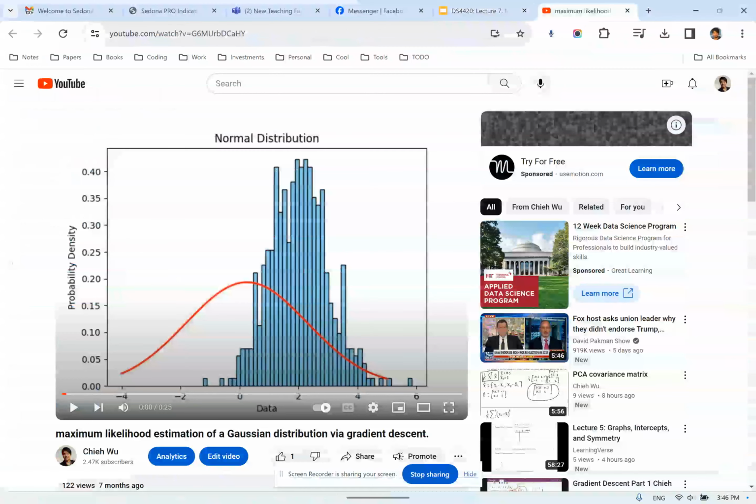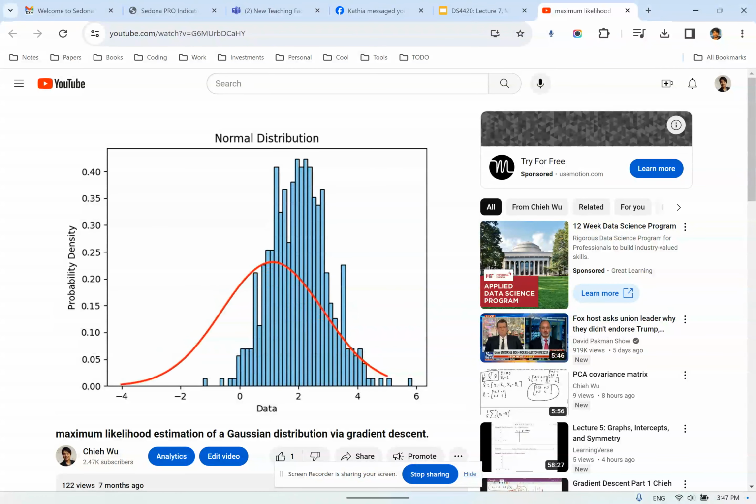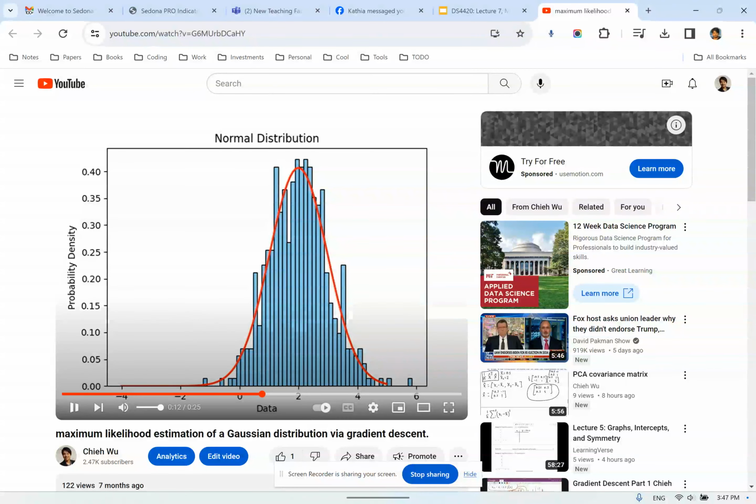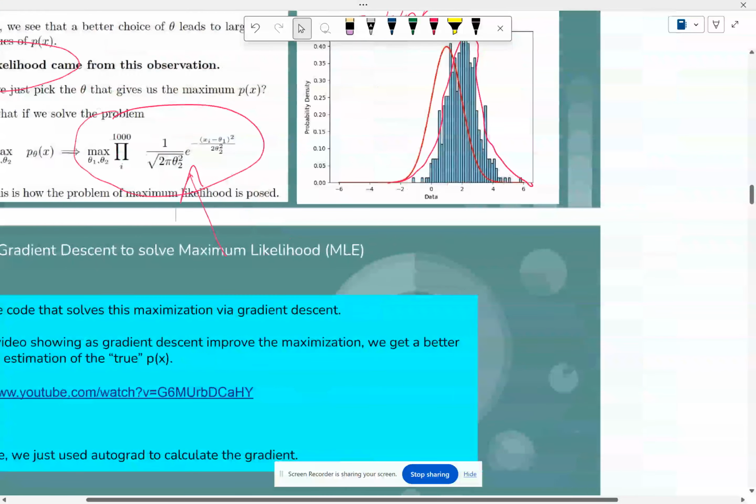Okay? So over here, I programmed a video for you guys. This is the starting point. We made a bad guess. As we do gradient descent over and over again, this starts doing better and better and better. Let me play the video. You can see that every single step is doing slightly better, right? As you come up, maximizing the likelihood.